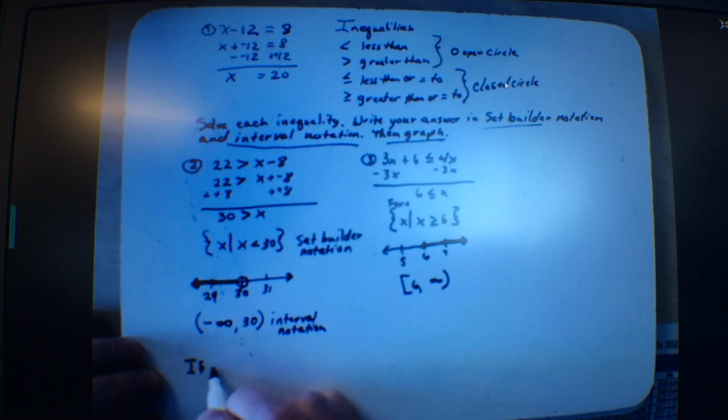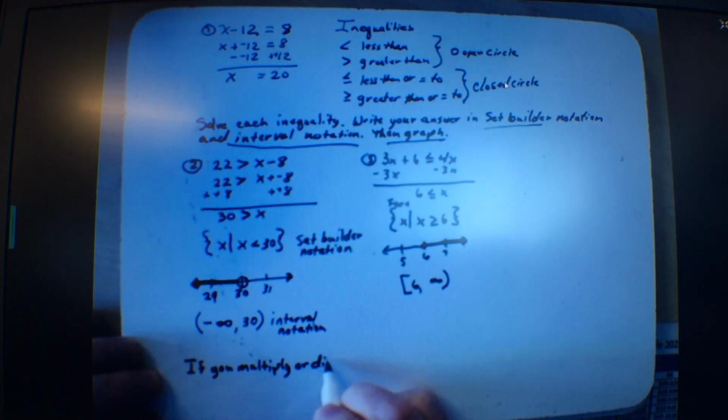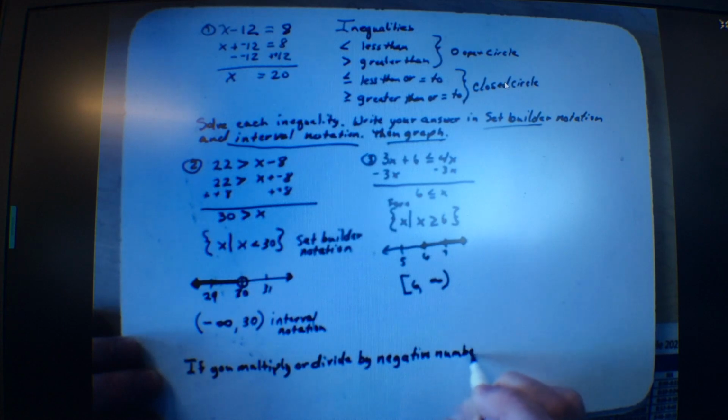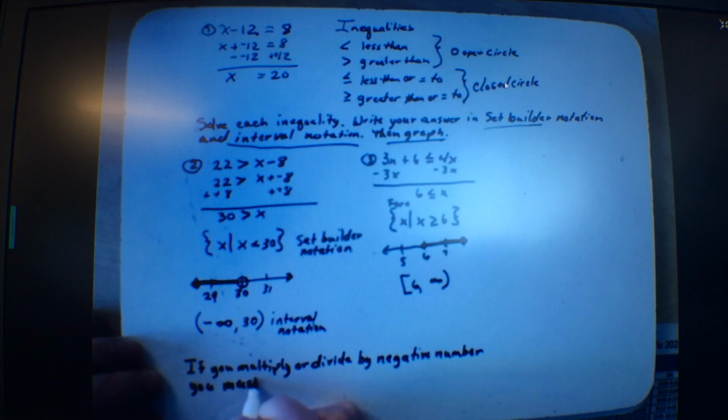If you multiply or divide, we had this last year. Do you remember any of this? Is it coming back? Yeah, because you have to flip it. If you multiply or divide by a negative number, you must. It's not a choice. You must switch the inequality sign.